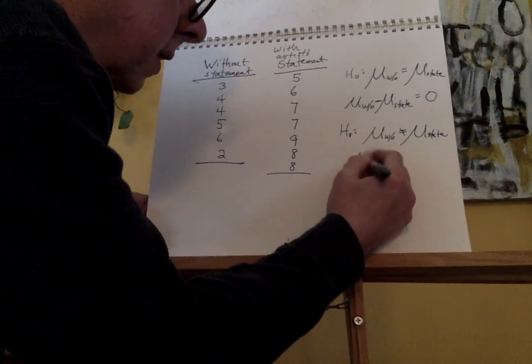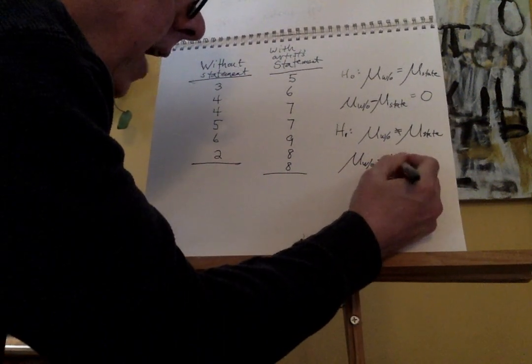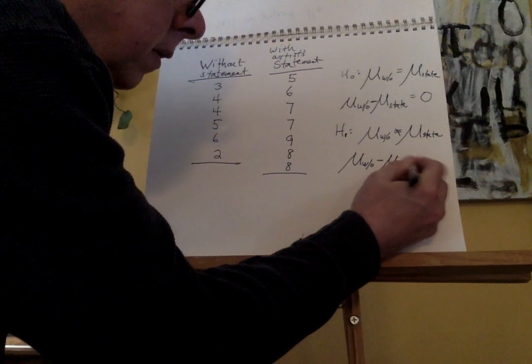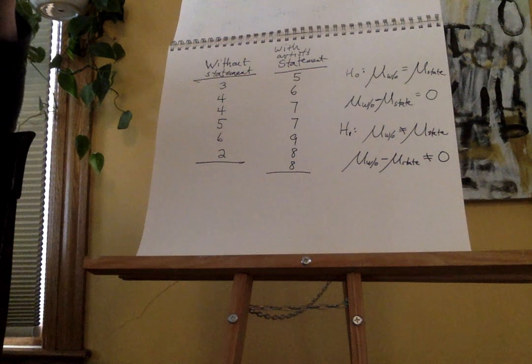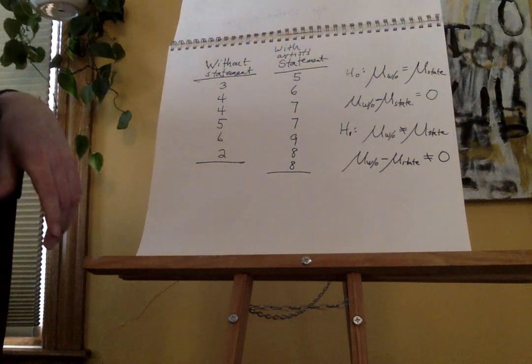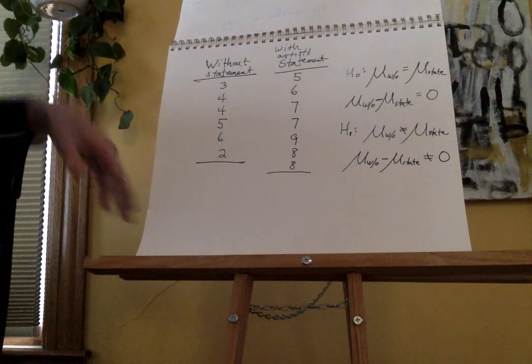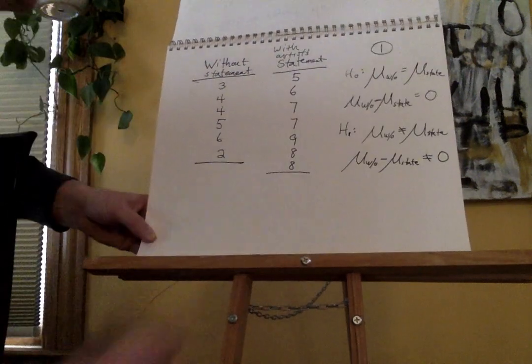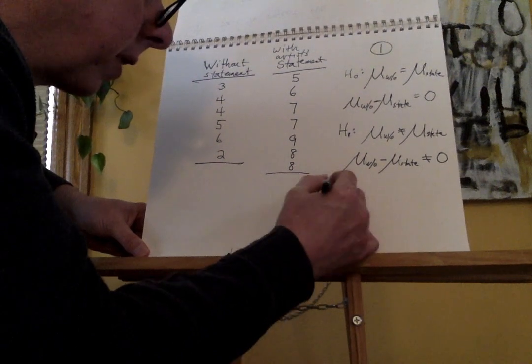Or I can say, listen, when I compare, that is, subtract, it's not going to be a 0 difference. It's going to be something other than 0, okay? So, step 1, just like we've done before, right? Step 2, let's do our critical values.